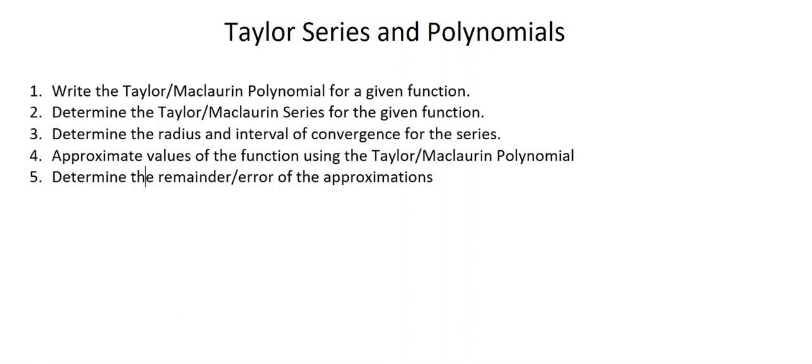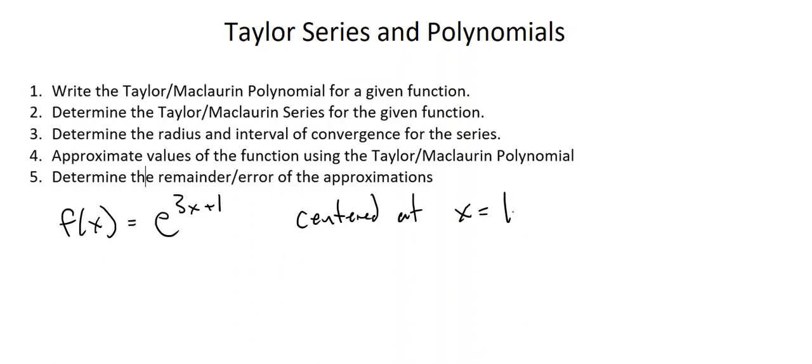In this video, I'm going to be doing an example of using a Taylor polynomial and Taylor series to approximate a function. So there's 5 things that we want to be able to do as identified here. And so in this particular video, I'm going to use the example of a function f of x is equal to e to the 3x plus 1. And we want that to be centered at x equals 1. So in other words, our c value is 1.